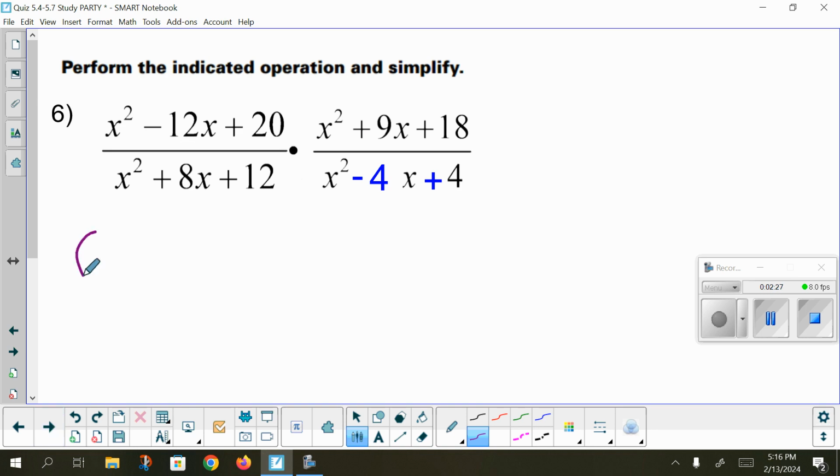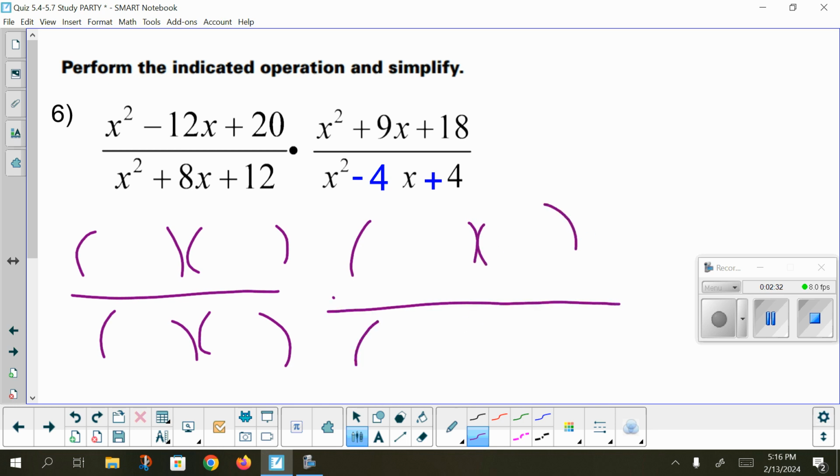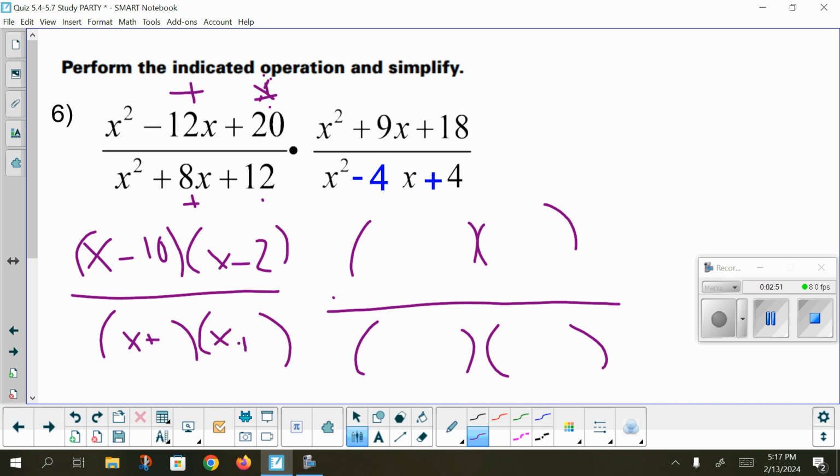This one's going to be a factoring party, so I hope you love factoring. The top, the bottom, the top, and the bottom all need old-fashioned factoring. You know, numbers that multiply to 20, that add up to negative 12. In this case is negative 10 and negative 2. Down here, the numbers that multiply to 12 that add up to 8 are, what are they? Why am I having a brain freeze? 6 and 2. Up top, multiply to 18, add up to 9 would be 6 and 3. And then down here in the bottom, a negative 2 and a negative 2.